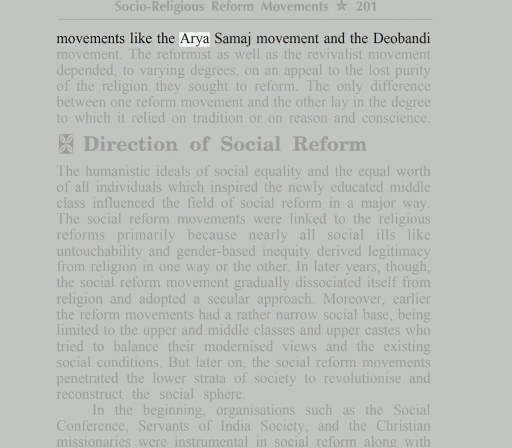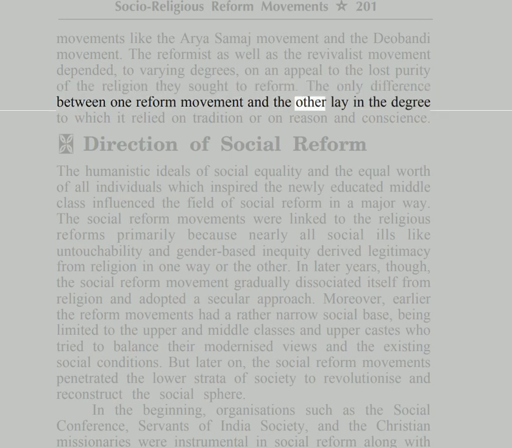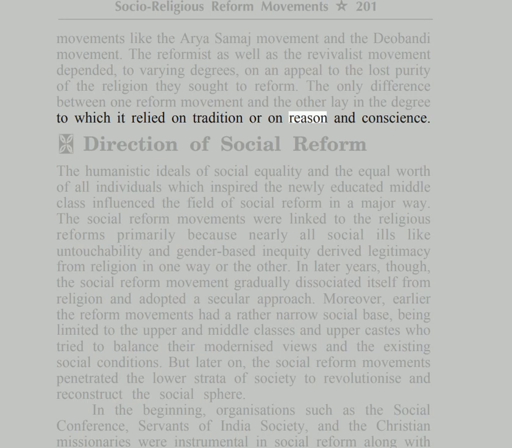Movements like the Arya Samaj movement and the Deobandi movement. The reformist as well as the revivalist movement depended, to varying degrees, on an appeal to the lost purity of the religion they sought to reform. The only difference between one reform movement and the other lay in the degree to which it relied on tradition or on reason and conscience.